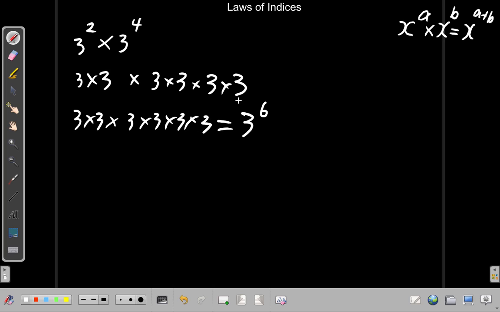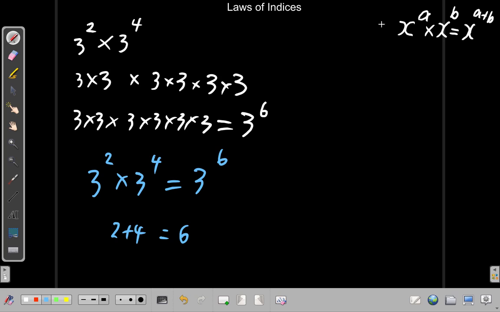Alright. Let's look and see if this law is actually holding in what we have here. Here we have 3 to the 2. Let's use a different color now. We have 3 to the 2 times 3 to the 4 is equal to 3 to the 6. Suppose we say 2 plus 4, 2 plus 4 equals 6. Oh, it does work. Yes. So this law does apply.